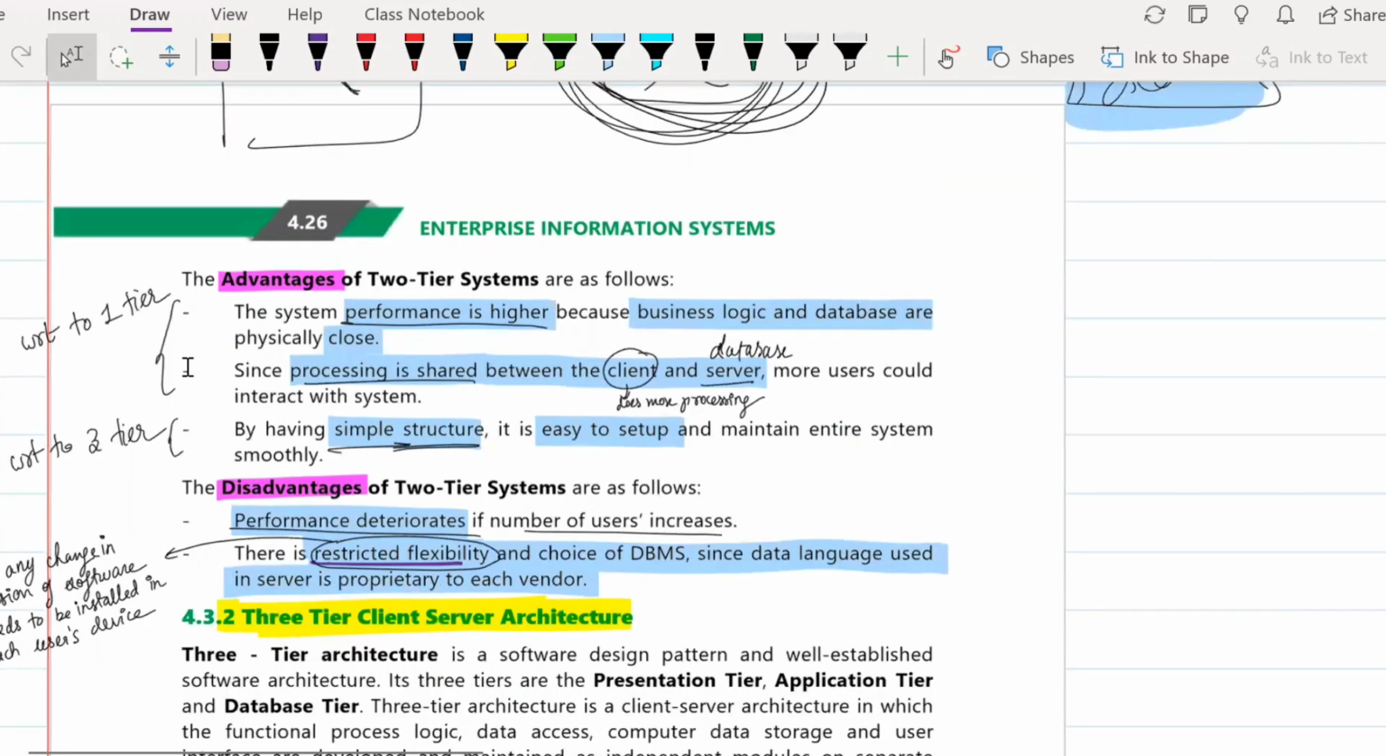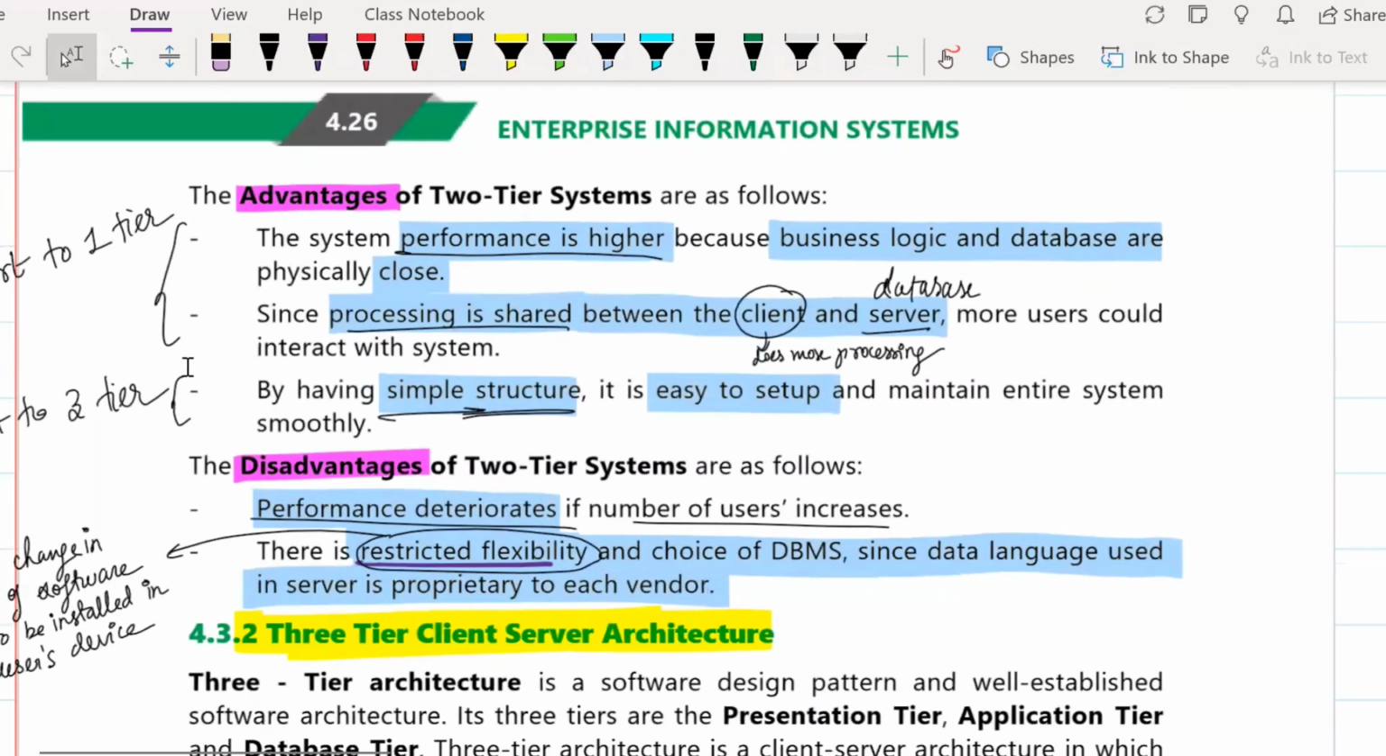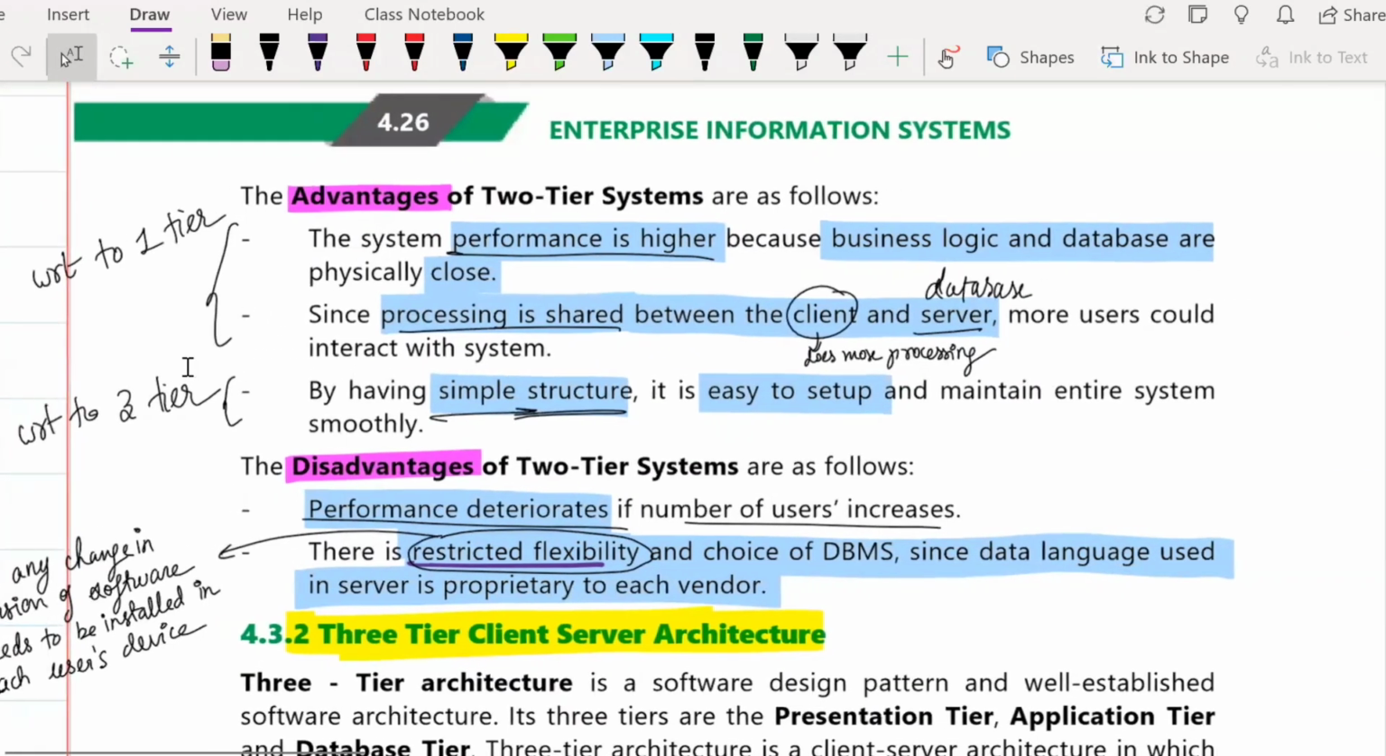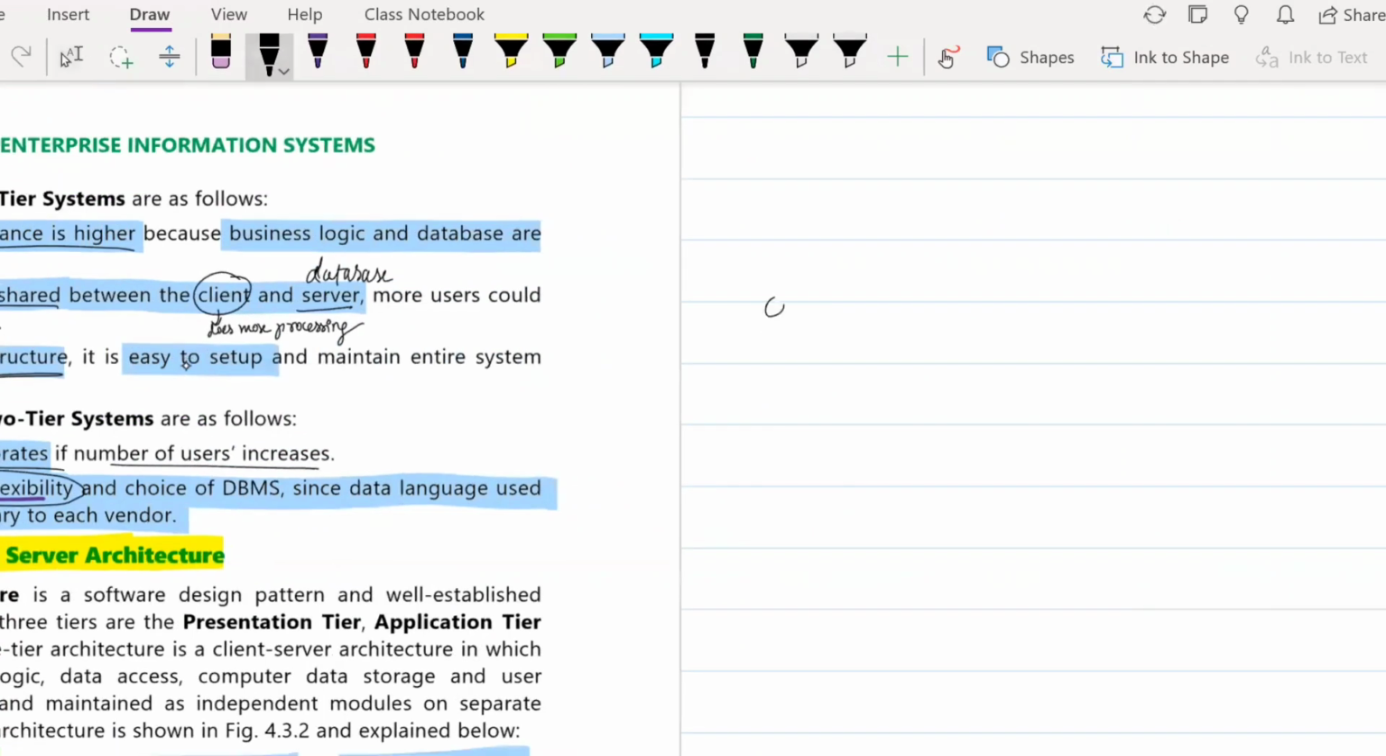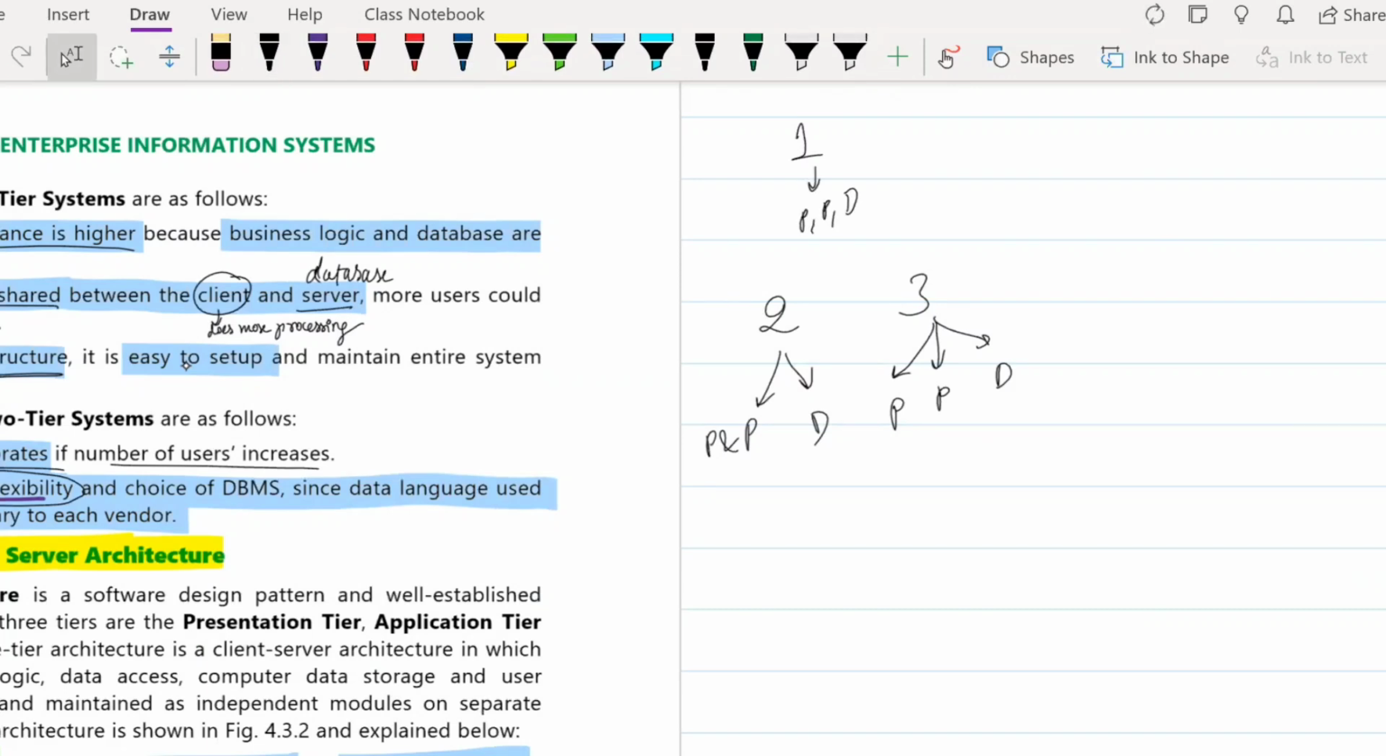Okay, now we are going to read the advantages and disadvantages. So advantages of two-tier system: now we have studied two-tier systems and three-tier systems. Here, the presentation and the processing happen in one layer, and the data is stored in another layer. In three-tier, presentation happens in one layer, processing happens in one layer, and data is stored in another layer. Now, there is one-tier architecture also, which is not given in your chapter. Here, the presentation, processing, and data storage all happen in one layer itself. Everything happens in one layer itself.